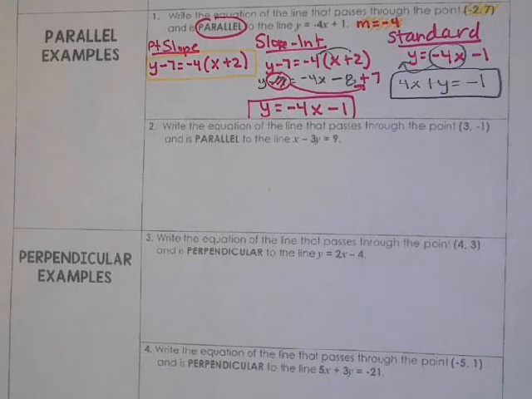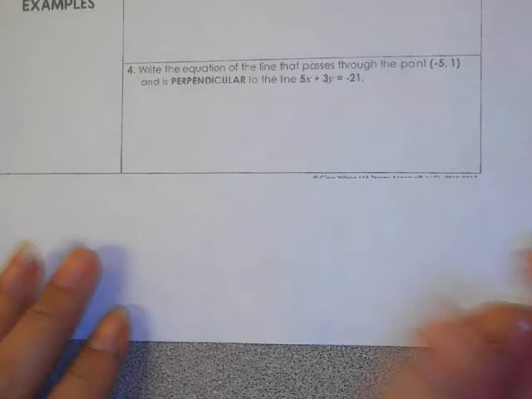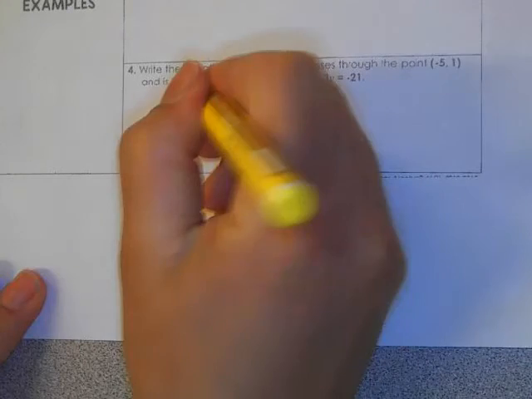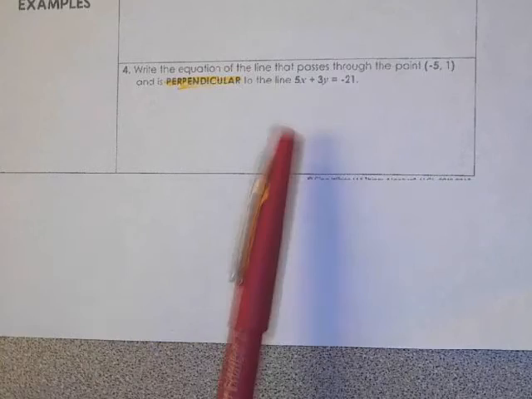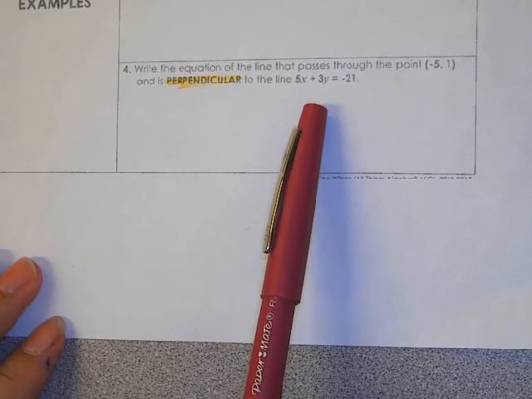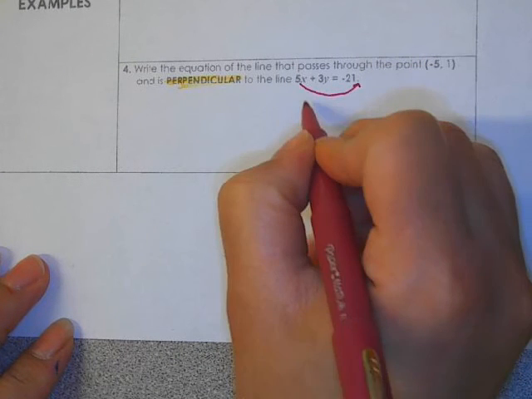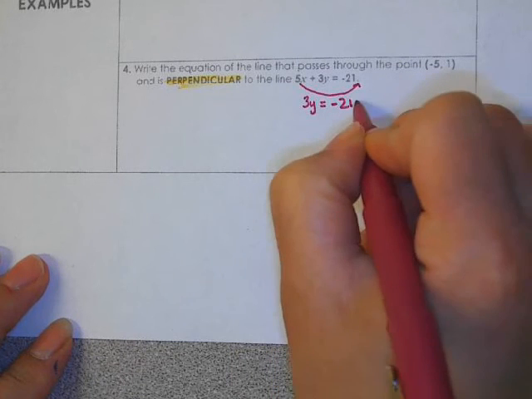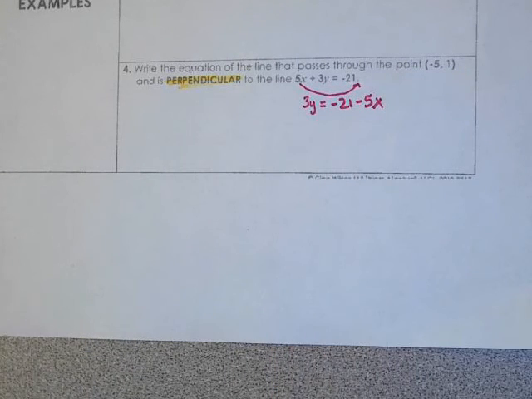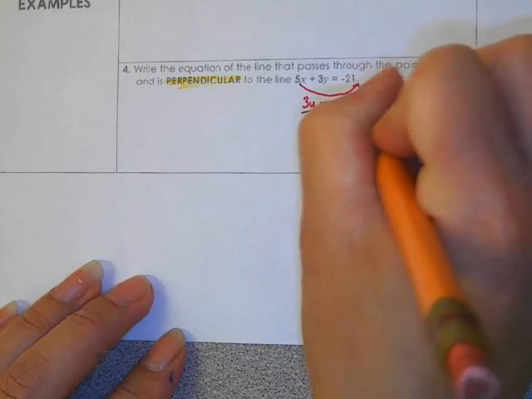Now I'll do one that's perpendicular, so I'll just do one of each. I'll go do down here at the bottom. So now the magic word is perpendicular. And my equation is not in y equals mx plus b, so it's not really easy that I can tell you the slope. I have to first solve it. Remember how to solve it? You move the x. So you're going to have 3y is equal to -21 minus 5x, because you got to change the sign when you move it. Divide everything by 3.